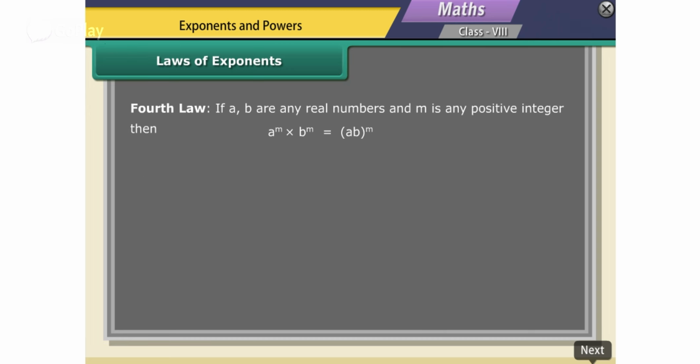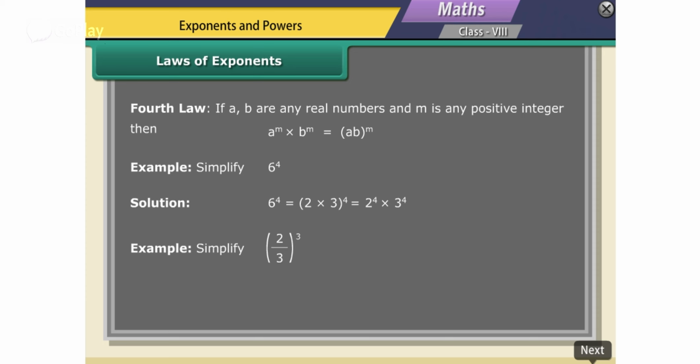Fourth law: if a, b are any real numbers and m is any positive integer, then a^m into b^m is equal to (ab)^m. Example: simplify 6^4. Solution: 6^4 is equal to (2×3)^4, which is equal to 2^4 into 3^4.